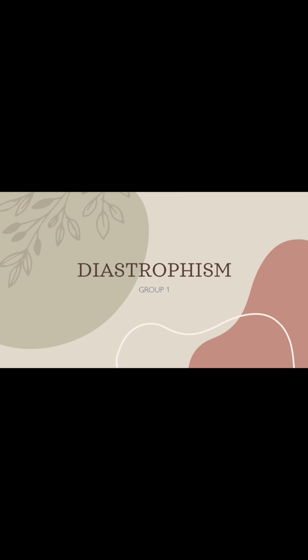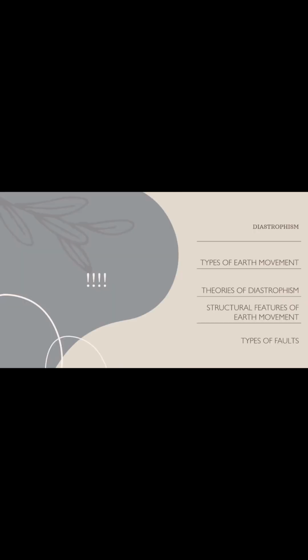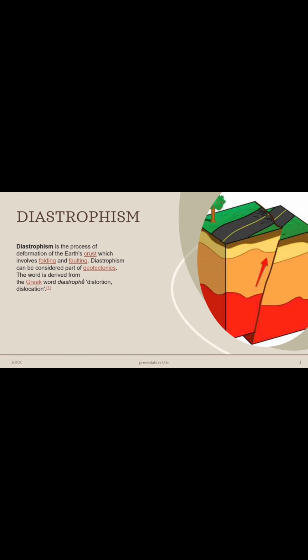I am Lovely Rosie Berlado, and the topic assigned to our group is all about diastrophism: the meaning of diastrophism, types of Earth movement, the theories of diastrophism, structural features of Earth movement, and types of faults. Diastrophism is the process of deformation of the Earth's crust, which involves folding and faulting.